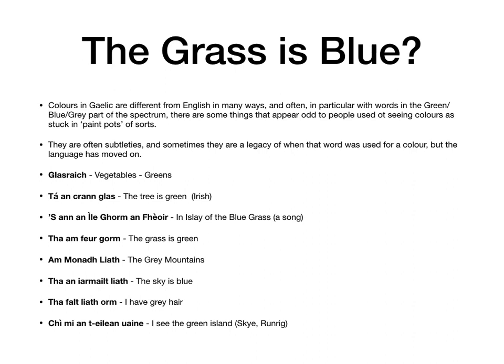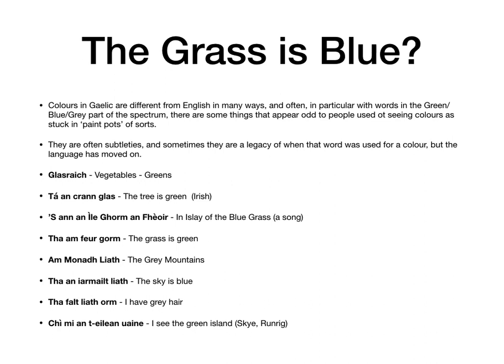And what they're saying is islet of the blue grass, the green grass, and that's what they're talking about. So this idea is almost like that musical style from America, the blue grass, and the idea of blue grass is there as a thing. Now, that also extends to other parts. So people say ham fir gorum, the grass is green. It's just a conceptual thing.